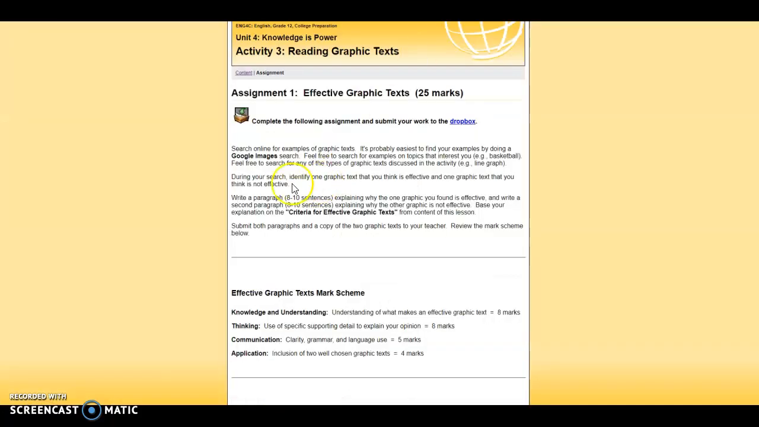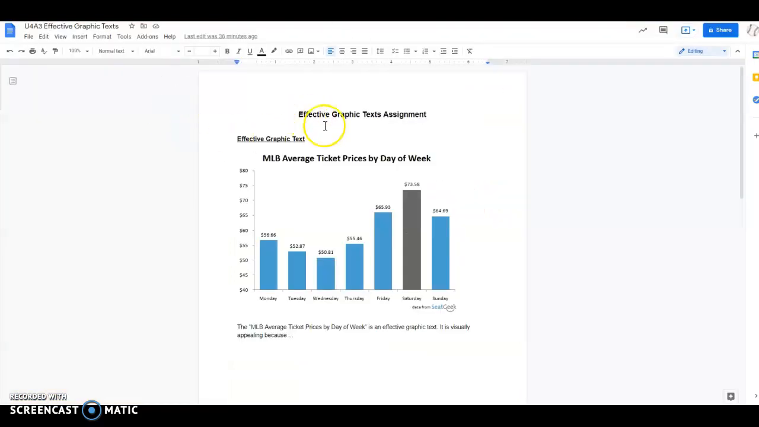But what your goal is during your search is to find one graphic text that you think is really effective and one graphic text that you think is not effective. And then you're going to write an 8 to 10 sentence paragraph explaining why the one graphic you found is effective, and then a second one explaining why the second graphic you found is not effective. Okay, so to give you an idea of how that would look, here's an example.